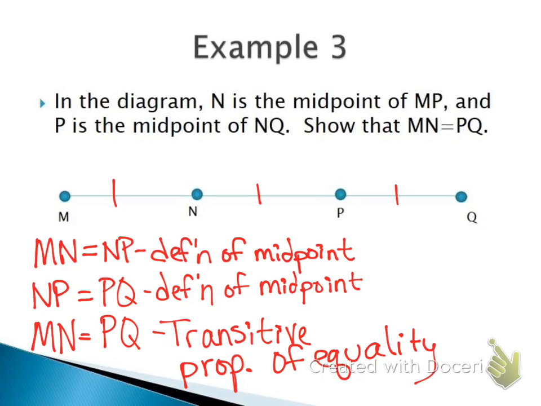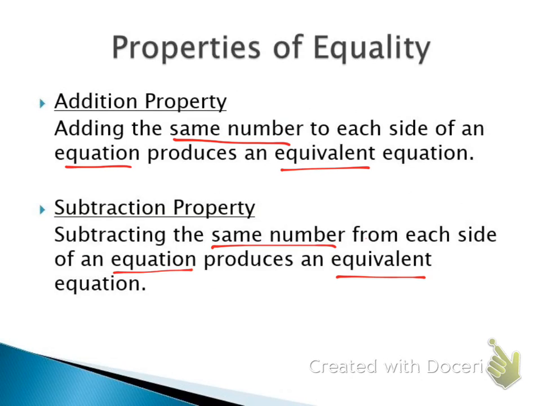And then that's it. That's what they wanted us to end with, MN equal to PQ, and that's what we showed. We already know these, but the addition property of equality states that adding the same number to each side of an equation produces an equivalent equation. The subtraction property of equality states that subtracting the same number from each side of an equation produces an equivalent equation. You used these properties in algebra and earlier in the warm-ups. That's how you solve equations, is using these properties of equality.